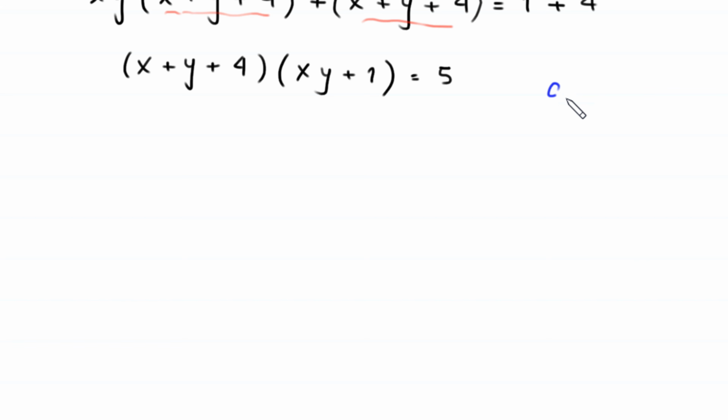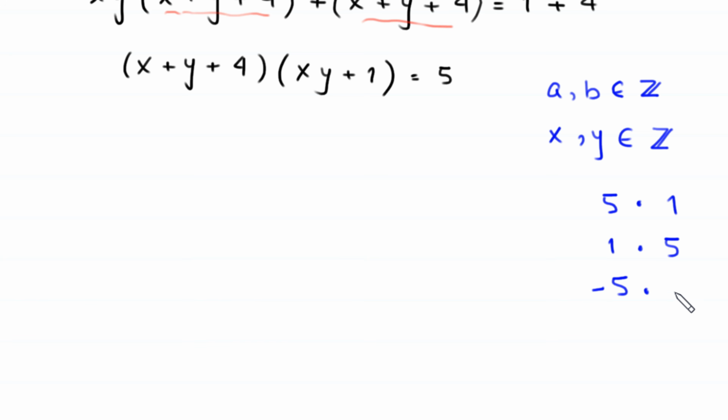Now because a and b are integers, which also means that x and y are also integers, and we have two factors at the left hand side, so this 5 at the right hand side can be factorized as 5 times 1, or 1 times 5, or negative 5 times negative 1, or negative 1 times negative 5. It means we have 4 cases. This is case 1, this is case 2, this is case 3, and this is case 4.